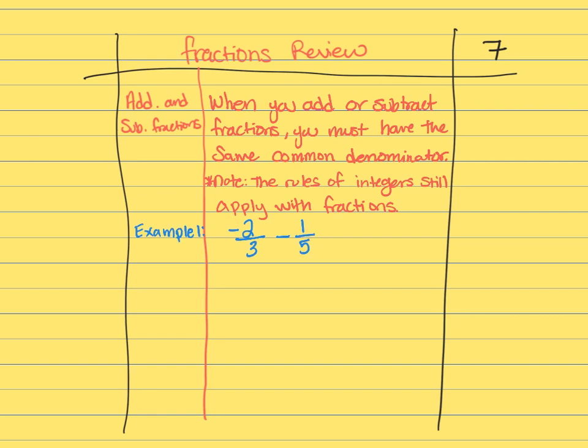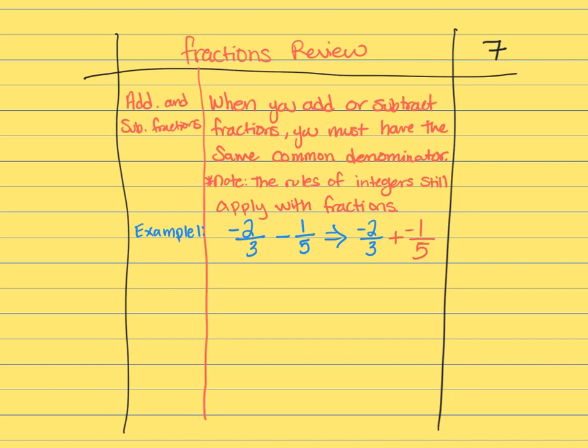The example reads negative 2/3 minus 1/5. The note tells us that the rules of integers still apply. Now, you can no longer subtract in math. You have to change it into the addition of the opposite. So remember, negative 2/3 stays the same. You change the subtraction into addition, and then the opposite of positive 1/5 is negative 1/5. So now that's addition of the opposite.